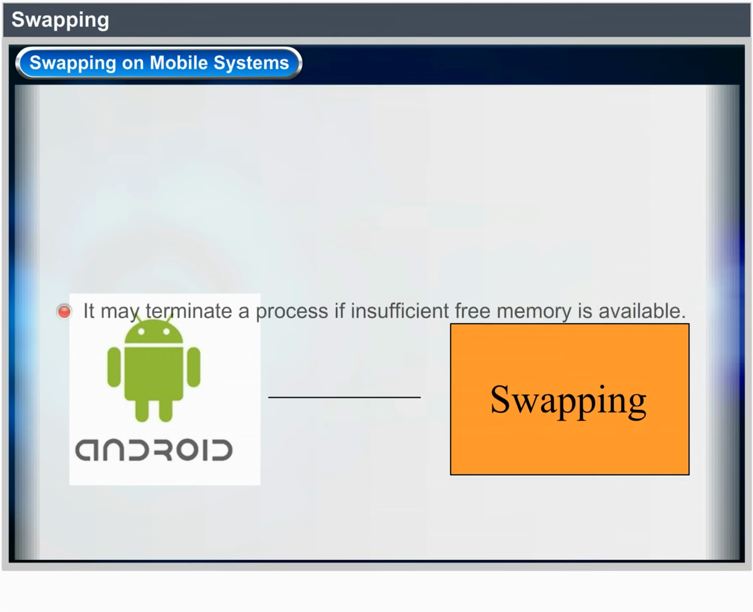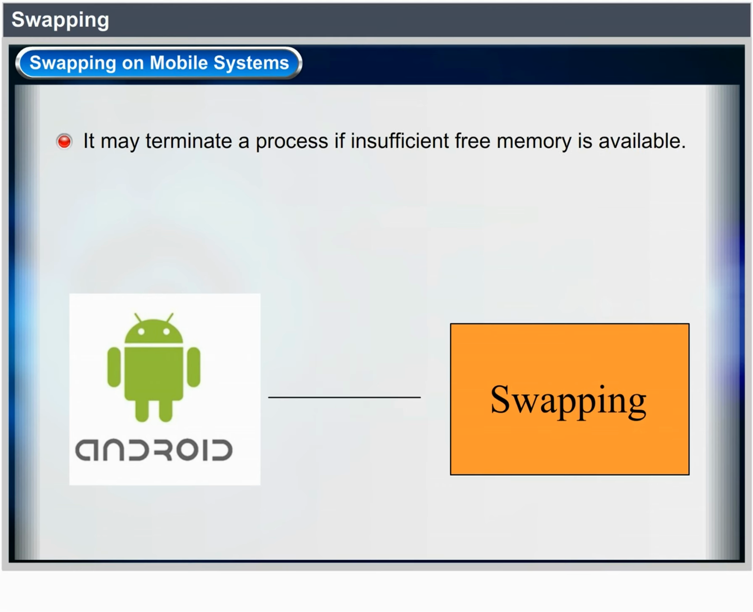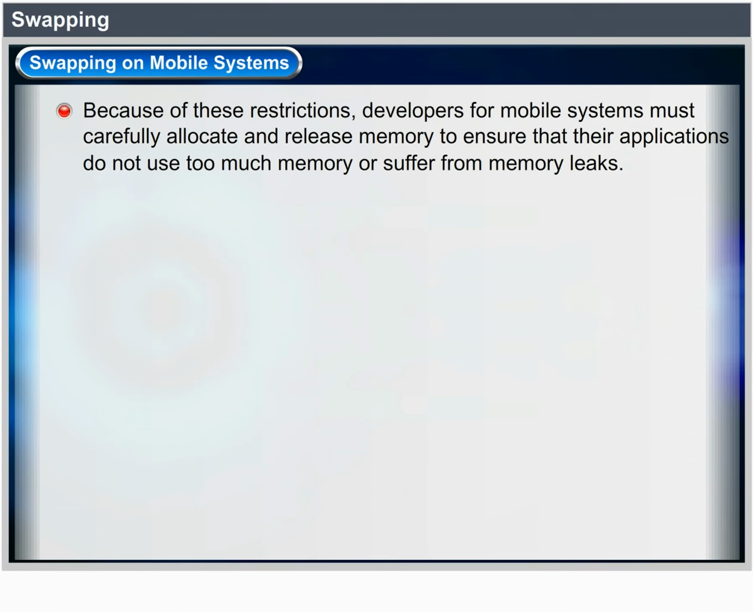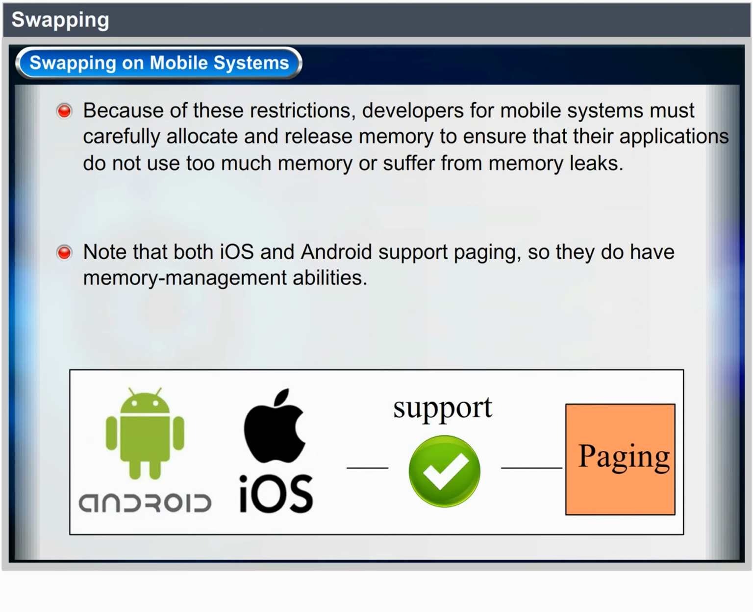However, before terminating a process, Android writes its application state to flash memory so that it can be quickly restarted. Because of these restrictions, developers for mobile systems must carefully allocate and release memory to ensure that their applications do not use too much memory or suffer from memory leaks. Note that both iOS and Android support paging, so they do have memory management abilities.